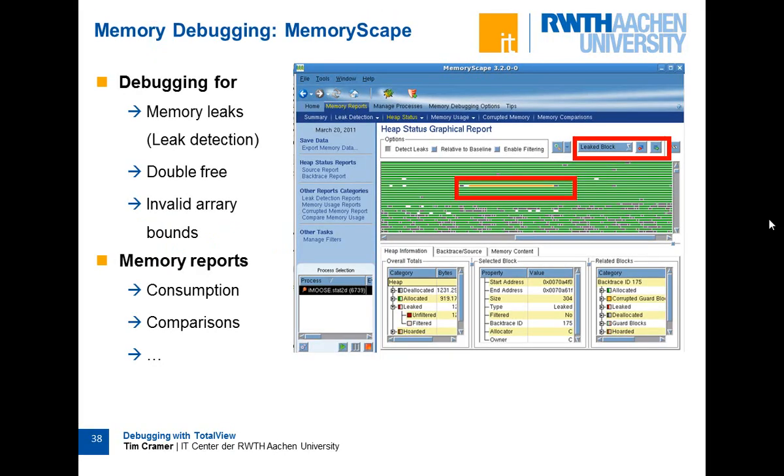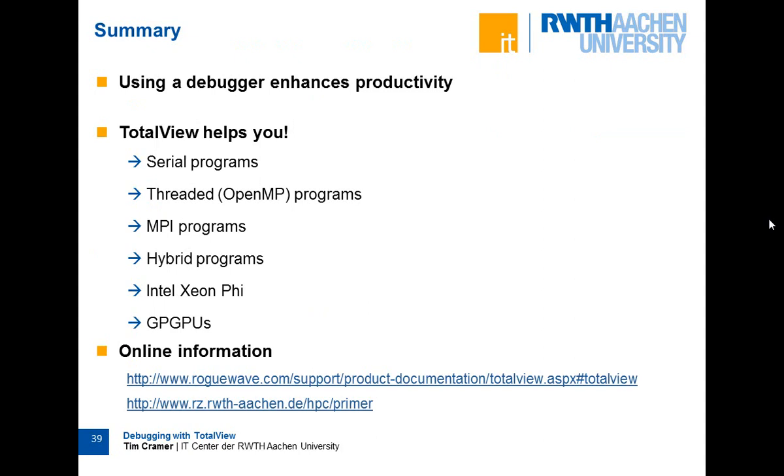Okay, so this is what I mentioned before. In addition to this parallel debugging, I have the possibility to do some memory debugging to detect memory leaks or double free errors, and invalid array bounds I can find with this memory debugging tool, which is included in the TotalView debugger. You can have some interesting reports about the memory consumption, and you can compare two runs. So how did my program change after I implemented some feature, for example. And this is also a nice tool in TotalView.